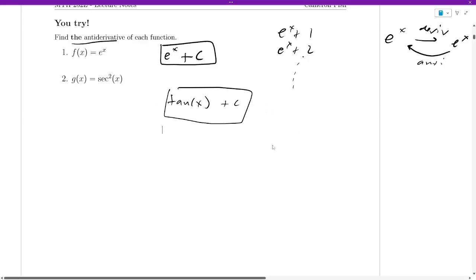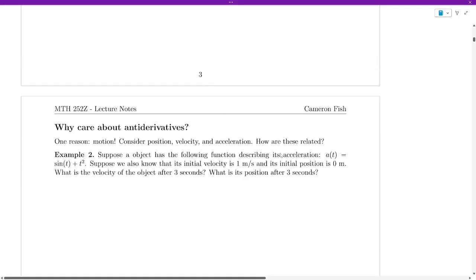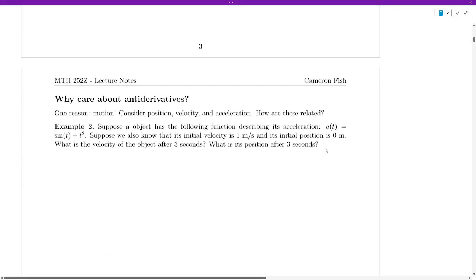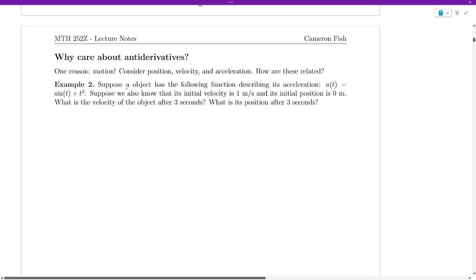Okay, last section here I want to talk about. Why care about antiderivatives? I spent like 45 minutes talking to you about antiderivatives without really telling you why we would care. There are good reasons to care. One of the most important reasons is motion, because we know what derivatives have to do with motion. You might remember this from 251, if we think about position, velocity, and acceleration of an object.